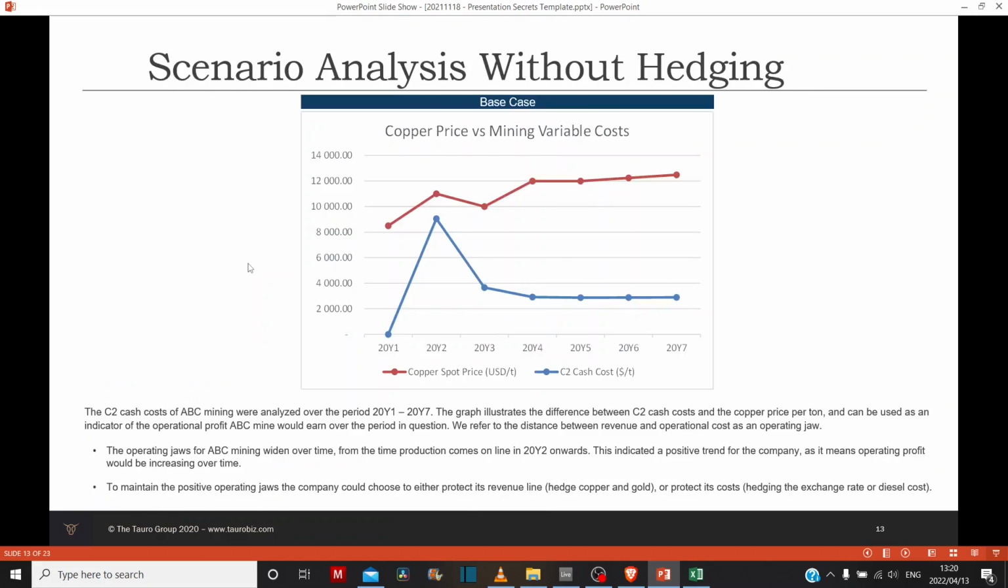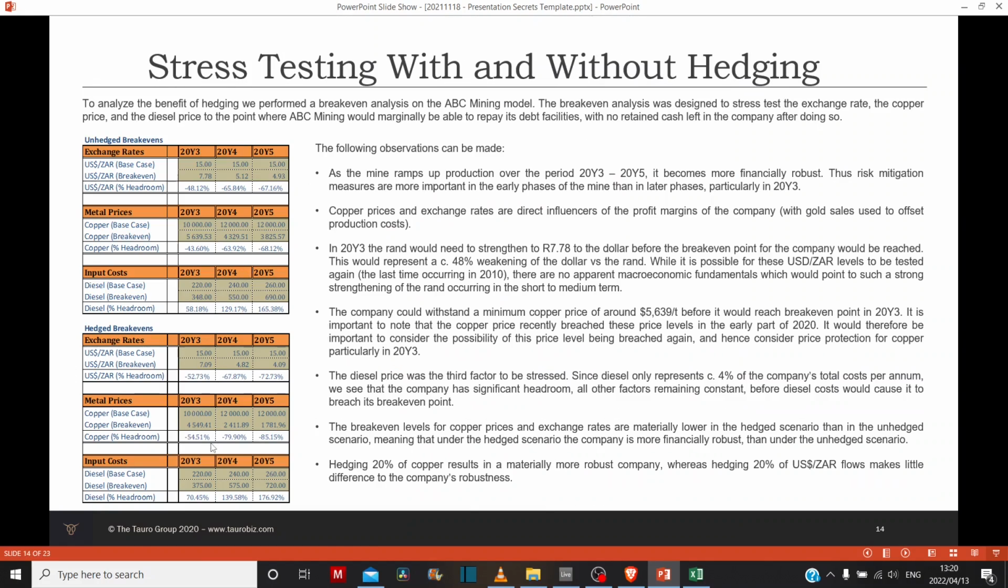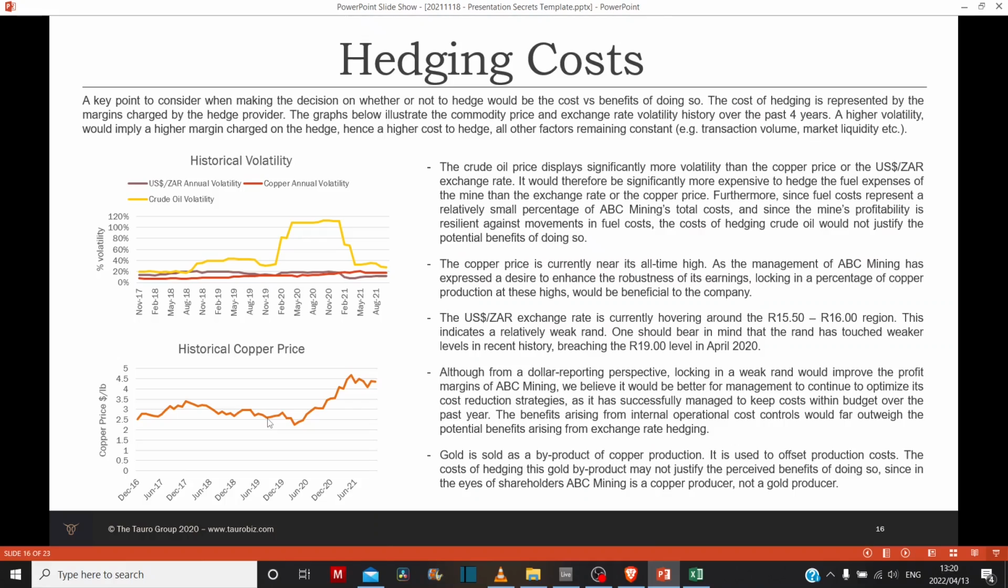And going back to our previous slide, what we saw was the benefit to hedging copper is much higher than the benefit to hedging exchange rates. So if it's cheaper to hedge copper, and if copper hedging provides a greater benefit, then it would follow that we would focus more of our attention on copper hedging than on forex hedging.